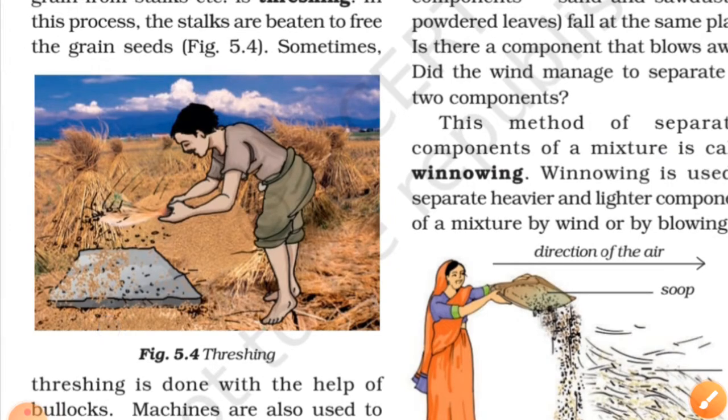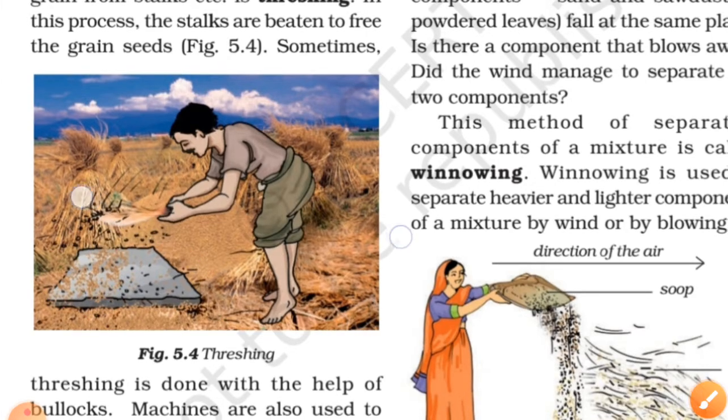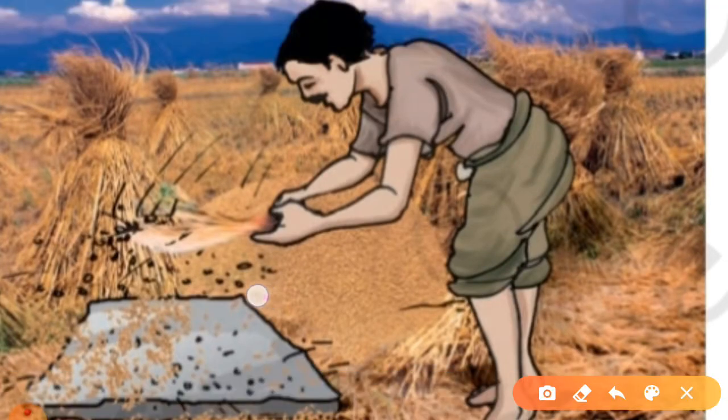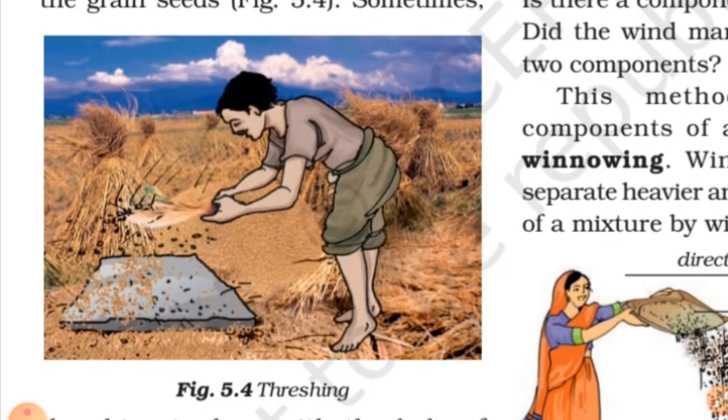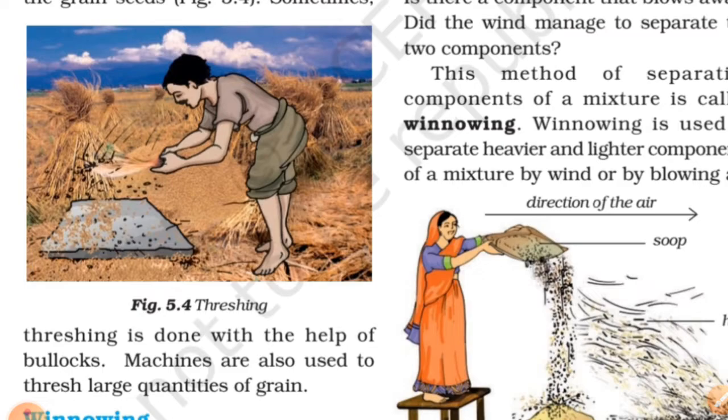So what do we do? The farmer takes the stalks and starts beating them on a hard surface, and the grains separate from the stalks. In this figure you can see the man beating the stalk on the harder surface, and the grain is separating from it. This method is used to separate large quantities of grain.